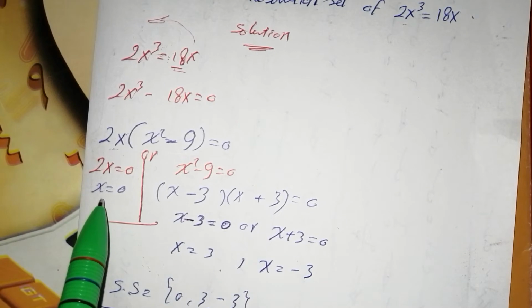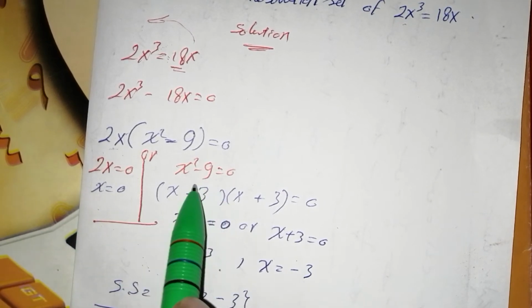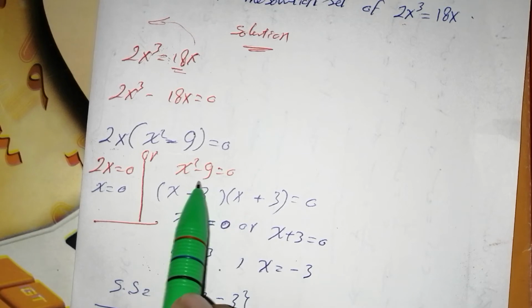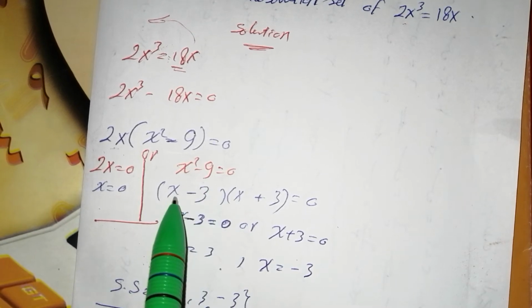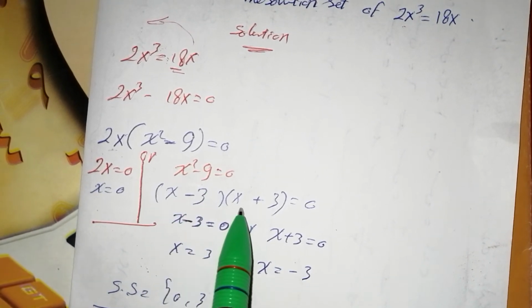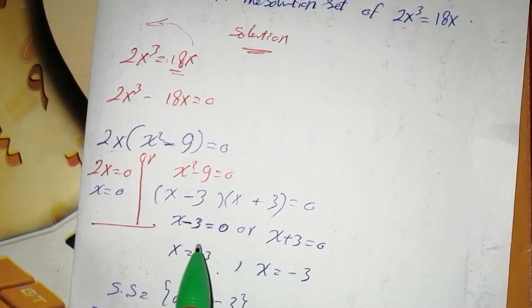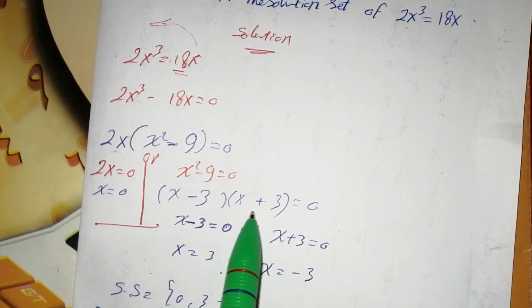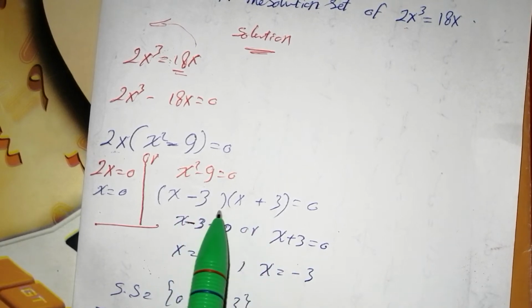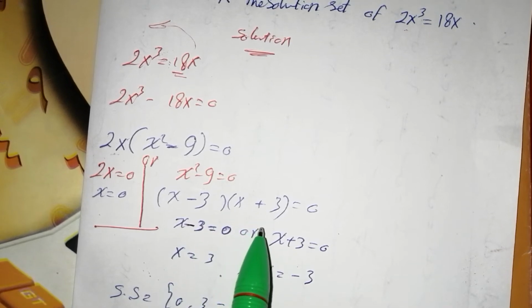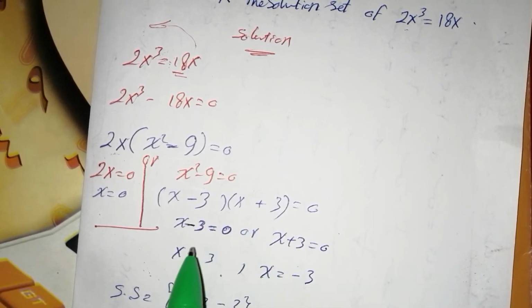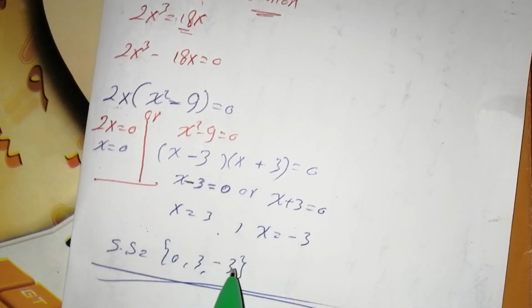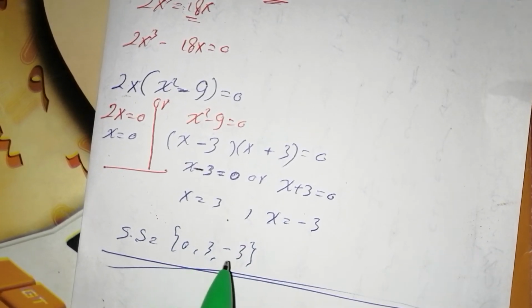If 2x equals 0, so x equals 0. If x power 2 minus 9 equals 0, so we can factorize it as a difference between two squares. So it's x minus 3 times x plus 3 equals 0. So we have x minus 3 equals 0 or x plus 3 equals 0, because we have two factors multiplied and the result is 0. Maybe the first one of them is 0 and maybe the second one of them is 0. So x equals 3 or x equals negative 3. So the solution set is 0, 3 and negative 3.